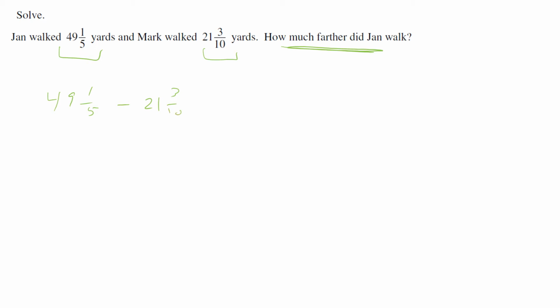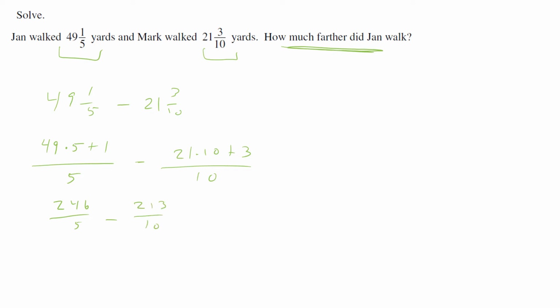So first thing to do in order to subtract these is we want to convert the mixed numbers to improper fractions. So this is going to be 49 times 5 plus 1 divided by 5. So multiply the denominator, add the numerator, keep the original denominator, minus 21 times 10 plus 3 divided by 10. All right, and so that's going to give us 49 times 5 plus 1, so that's going to give us 246 over 5, minus 21 times 10, so 210 plus 3, which is going to give us 213 over 10.